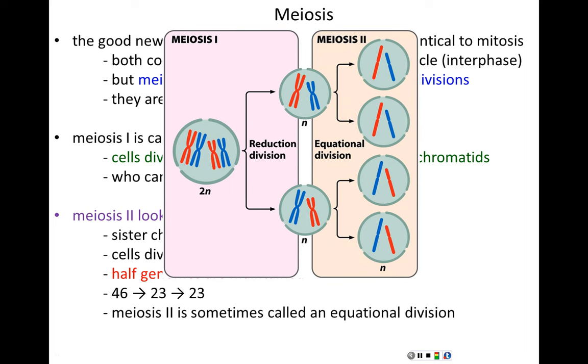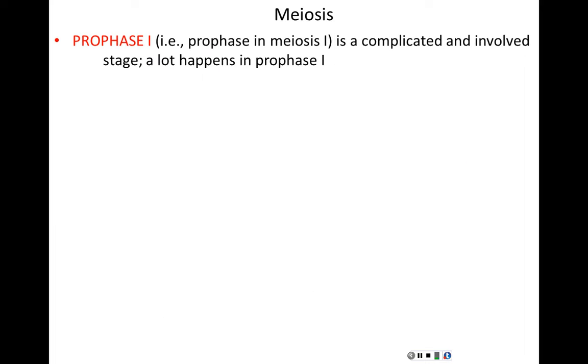Meiosis II is sometimes called an equational division, and you can see that labeled here. I think that's a stupid word. I'll probably never use it again, but reductive division certainly captures what's occurring in Meiosis I. So let's go through meiosis, stage by stage. We'll kind of skirt over the details that are similar to mitosis and highlight the differences.